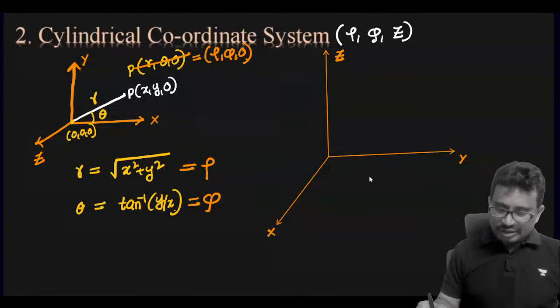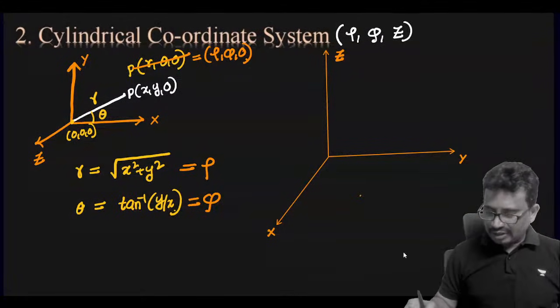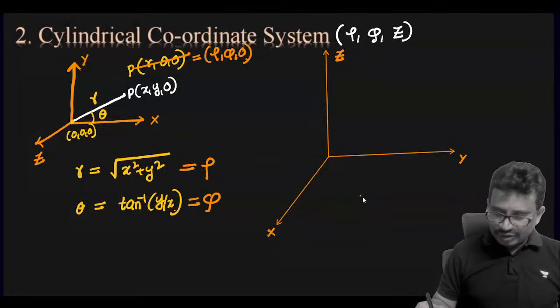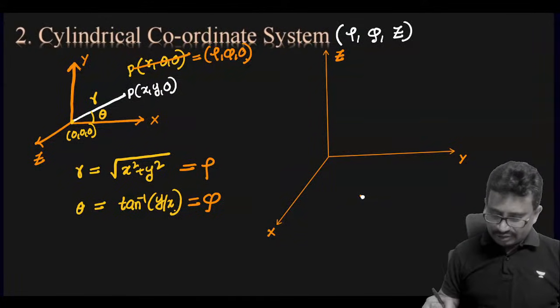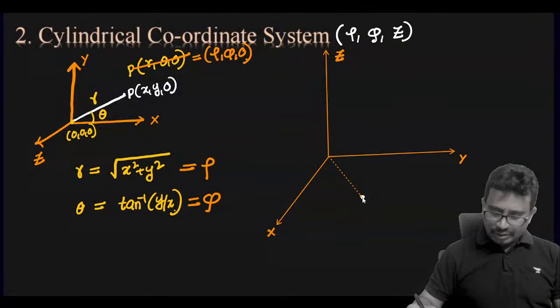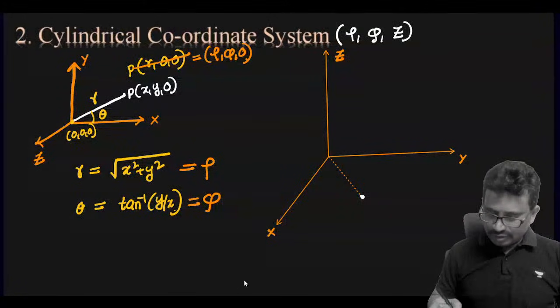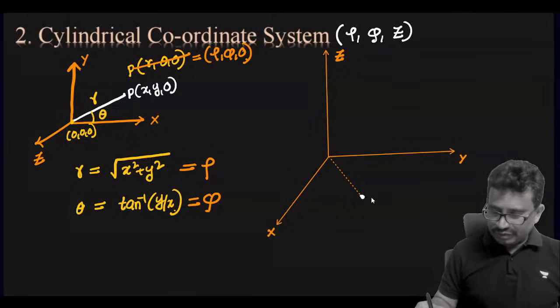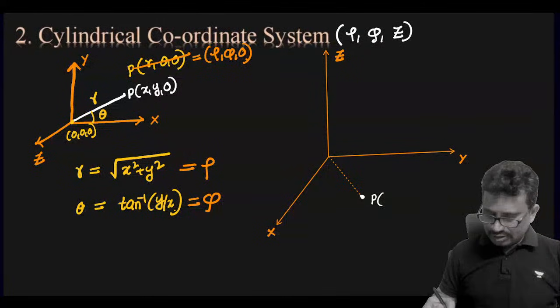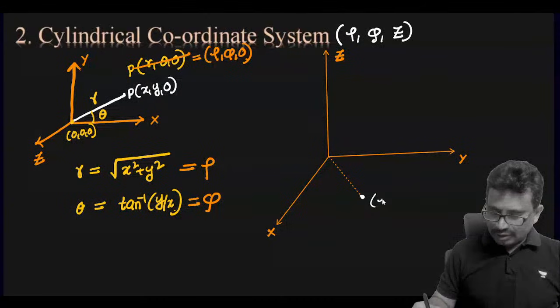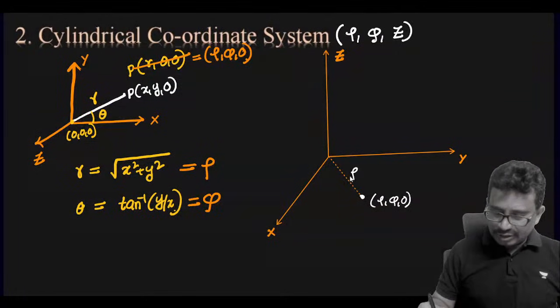So here this is the xy plane now. These points will lie in which one? This is the xy plane. The coordinates of this point are rho comma phi comma 0, and this is rho, and this angle with the x-axis is phi.